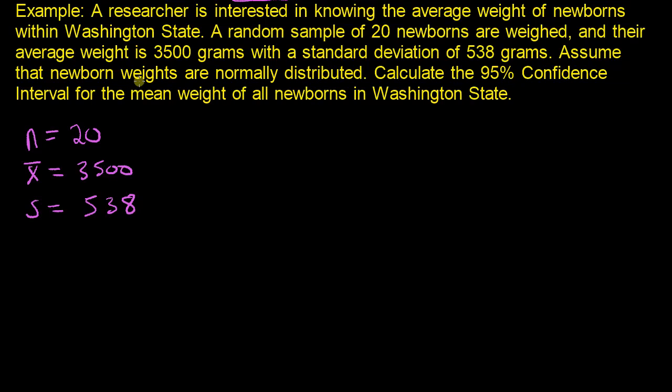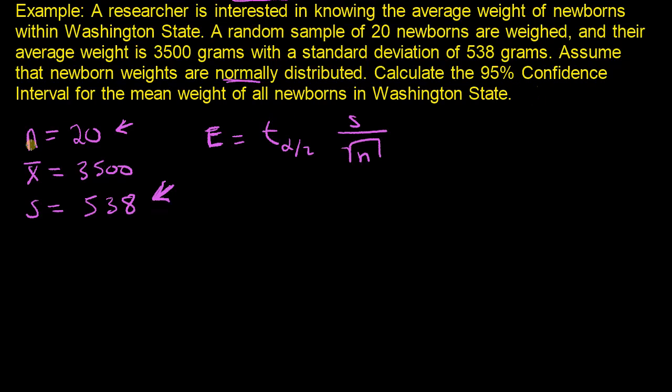Assume that newborns' weights are normally distributed. Great, we needed that, especially with the small sample size. We're going to have to use the equation of E that involves this T, S over square root of N, right? Because of this small sample size, and because we were not given the population standard deviation, rather we were given the sample standard deviation. So we're going to have to use this equation for the margin of error that involves the T distribution.